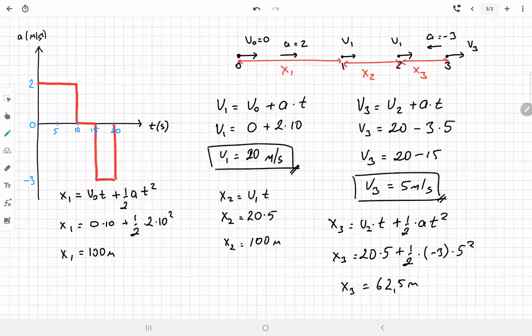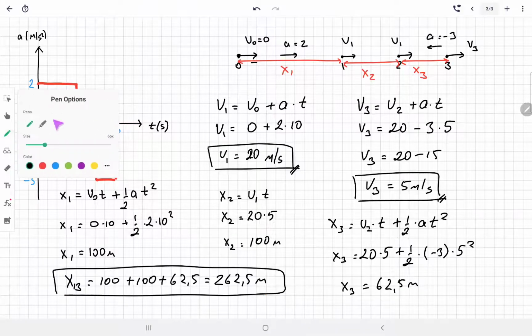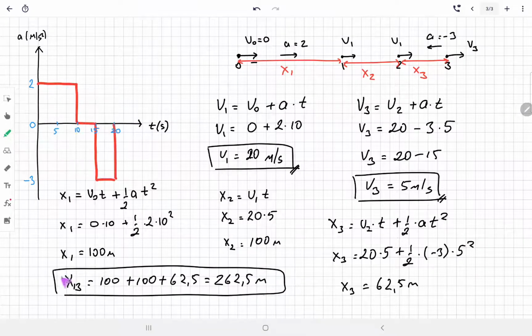62.5 meters. So question was to find total distance. So total distance x1 plus x2 plus x3 basically equal to 100 plus 100 and the last part 62.5. So final answer will be 262.5 meters. This is a distance that it covers in 20 seconds.